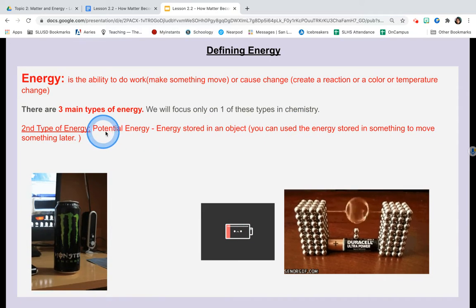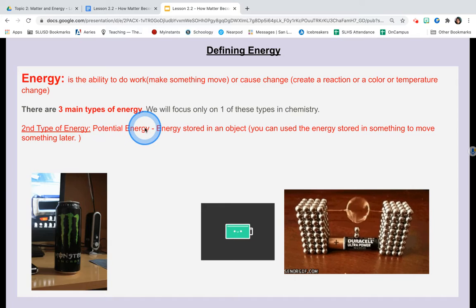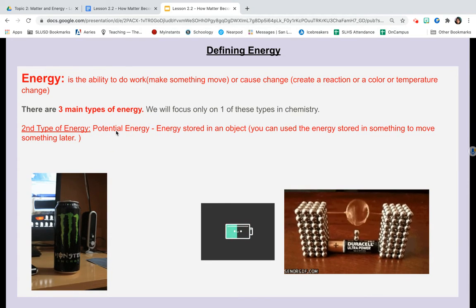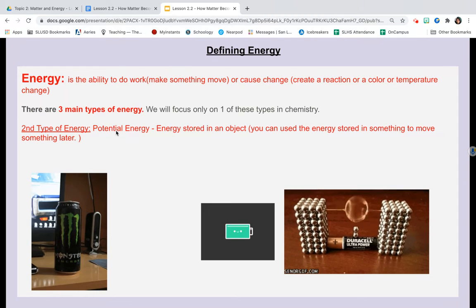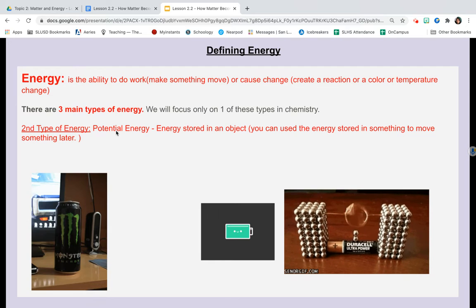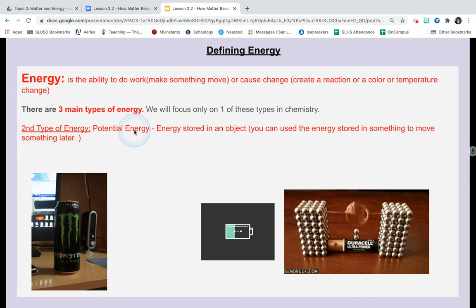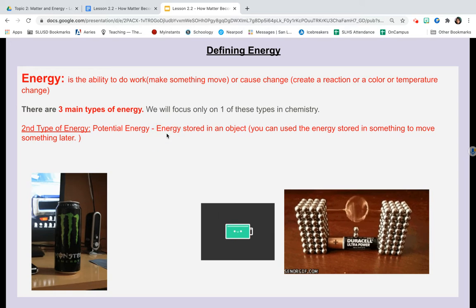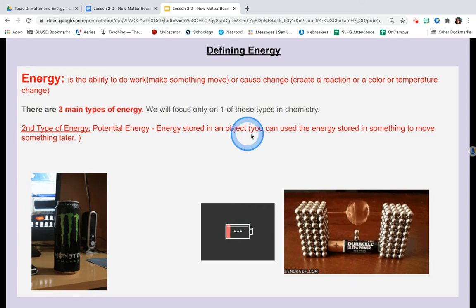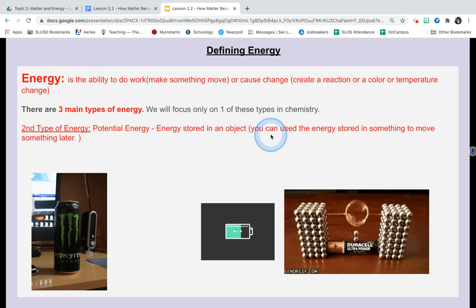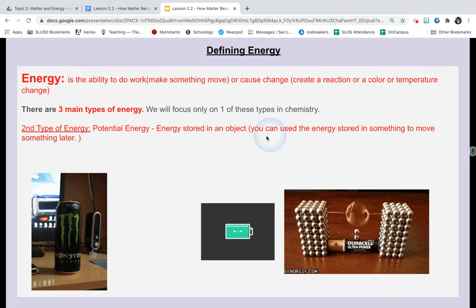So the second type of energy is called potential energy. Potential meaning it has the energy to move something, but it's not going to do it just yet. You have to do something with it first. So with potential energy, it has energy inside it, but it's not doing anything. So potential energy formally is energy stored in an object, and you can use the energy stored in something in order to move something later.